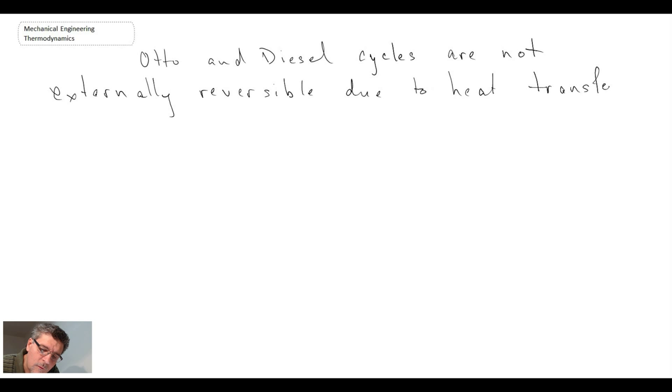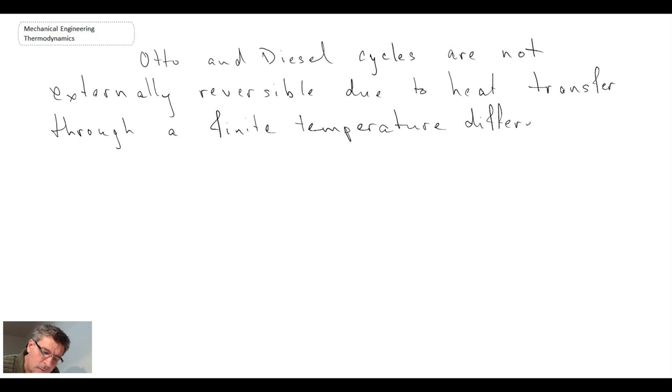Final thing I will say about both of these, however, has to do with the fact that our heat addition in both the Otto as well as the diesel is taking place over a finite temperature difference. And the implication of that is that that is why these processes are not externally reversible. So the fact that they're not externally reversible has implications on the thermal efficiency and lowers it.